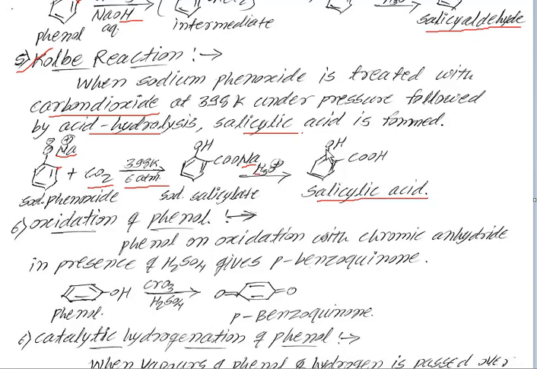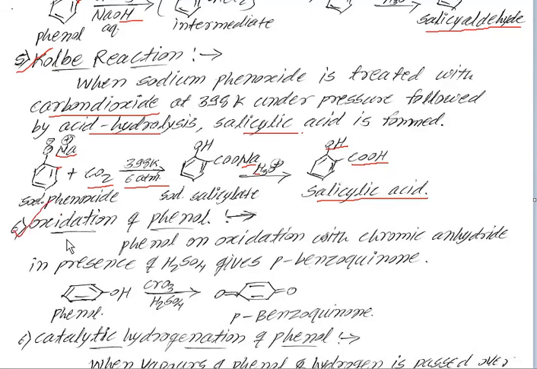That means it also contains two functional groups. One is the hydroxyl group, the alcoholic functional group, and another one is the carboxylic acid functional group, that is COOH. So the name of that compound is salicylic acid.